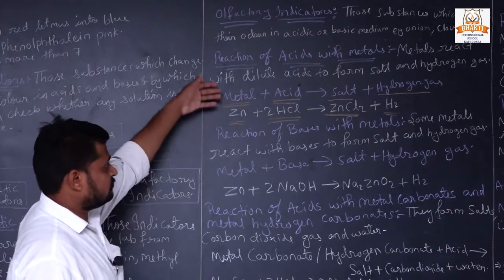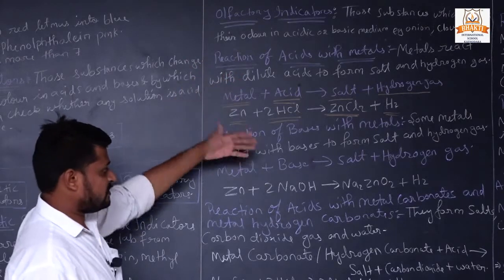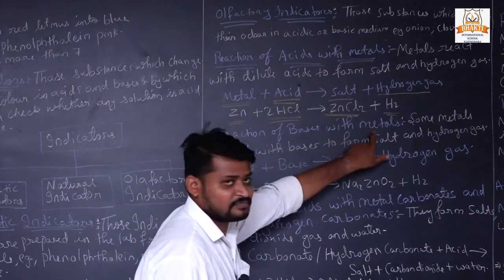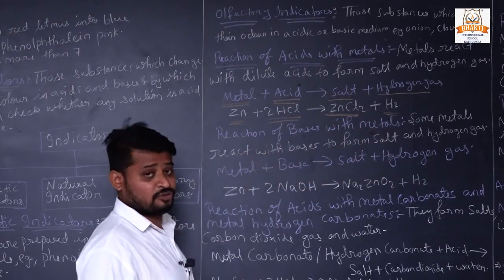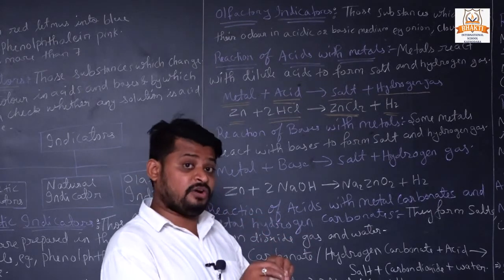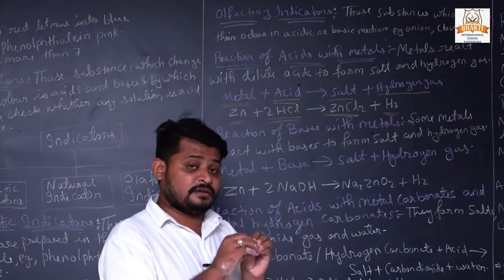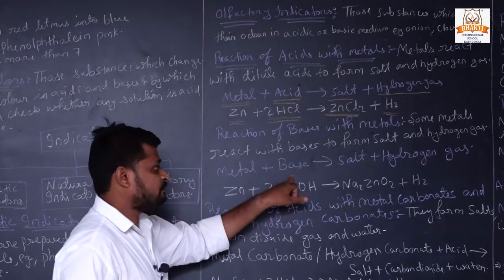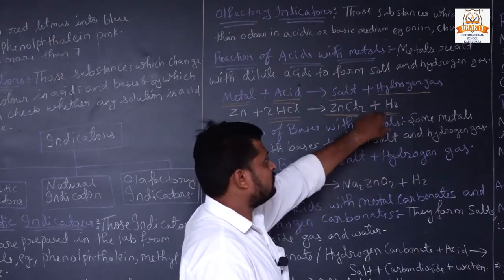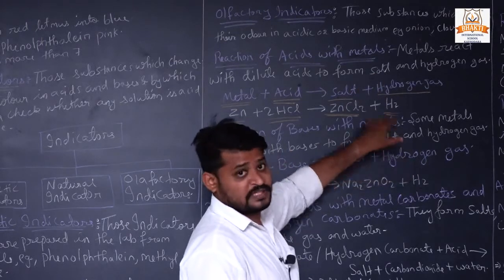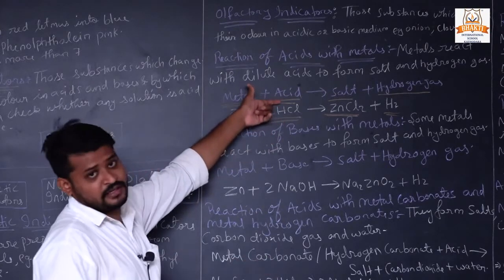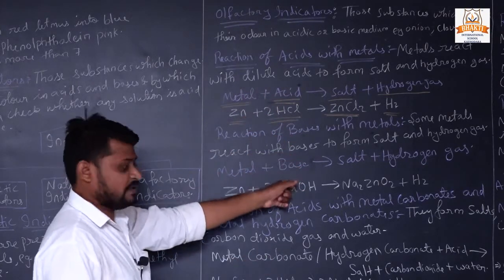Second, we will study the same with base. Okay, now the reaction of base. When base reacts with metal, only some metals react with base. Not all metals react with base, but mostly all metals react with acid. And when those metals react with bases, they give us salt. Here also salt, and there also salt, meaning both have the same property, but here we take acid and here we take base.